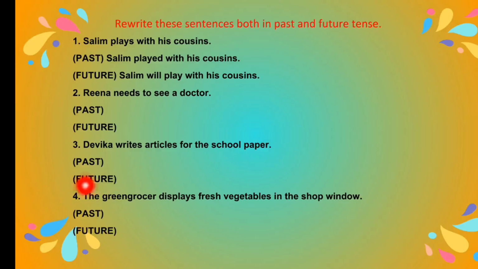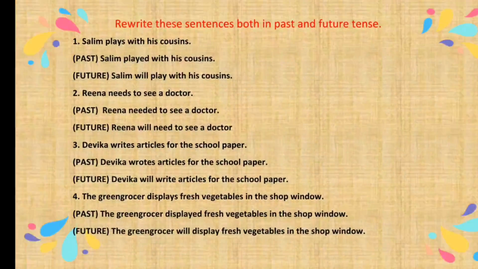Now the greengrocer displays fresh vegetables in the shop window. You are supposed to change it into past tense and future tense. The greengrocer displays, what will be the V2 form of displays? It is displayed. Okay, the greengrocer displayed fresh vegetables in the shop window. Now how will it change into future tense? The greengrocer will display fresh vegetables in the shop window. Now these are the answers. You can check your answers.